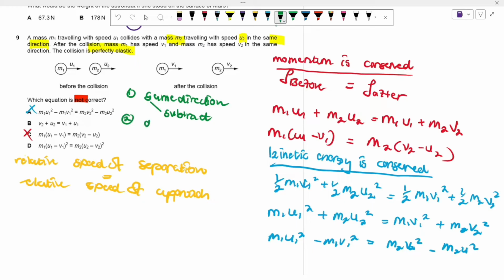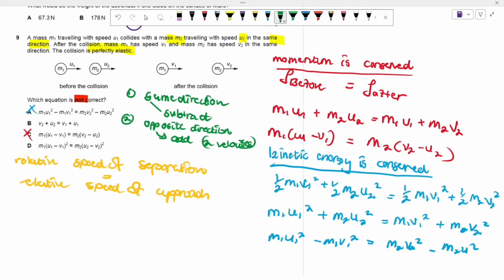Number two, if things are moving in opposite directions, what are you going to do? You're going to add, right? You're going to add the two velocities in order for you to get the resultant velocity.